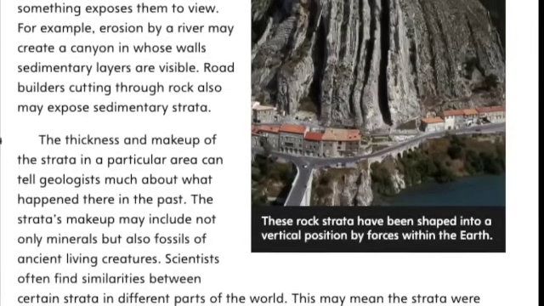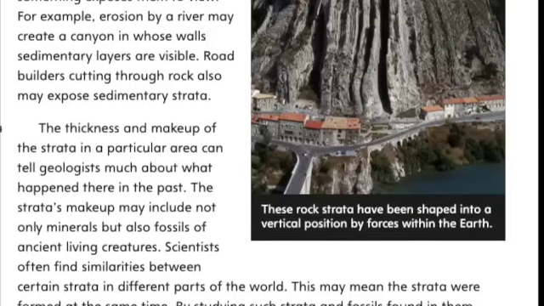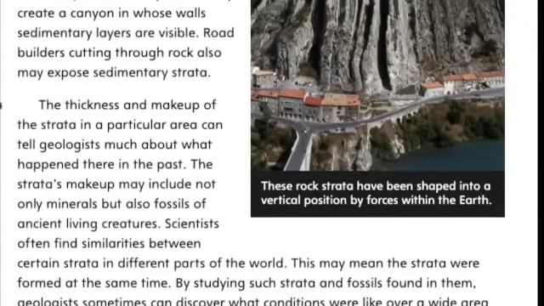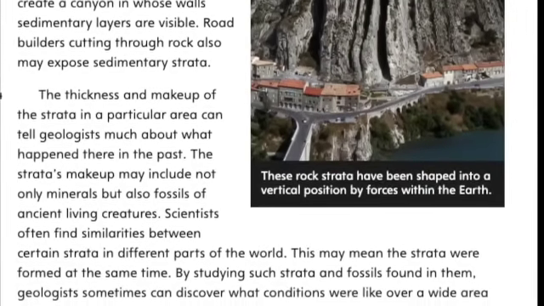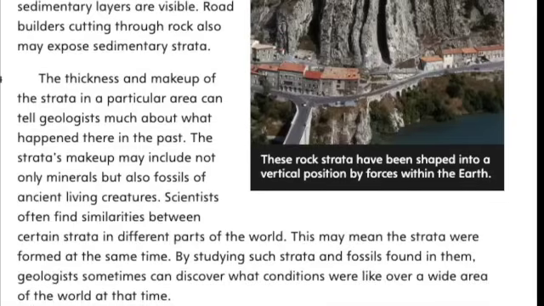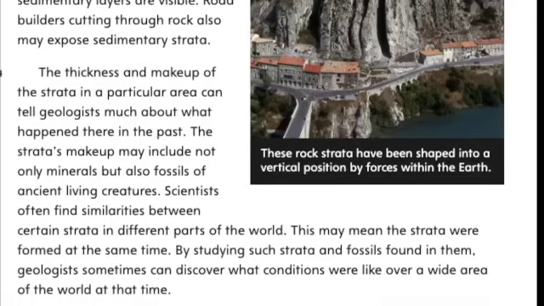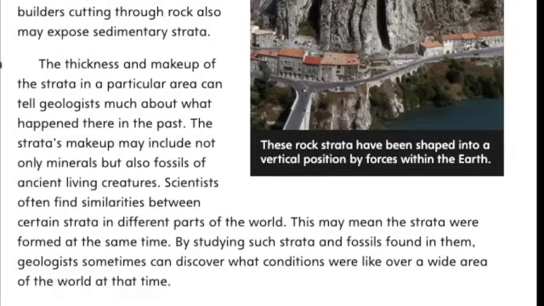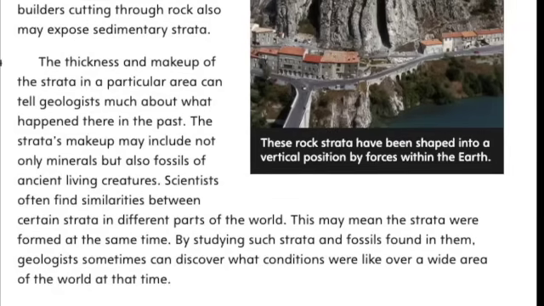Scientists often find similarities between certain strata in different parts of the world. This may mean the strata were formed at the same time. By studying each strata and fossils found in them, geologists sometimes can discover what conditions were like over a wide area of the world at that time. These rock strata have been shaped into a vertical position by forces within the Earth.